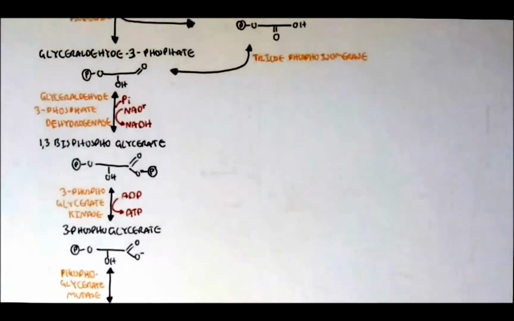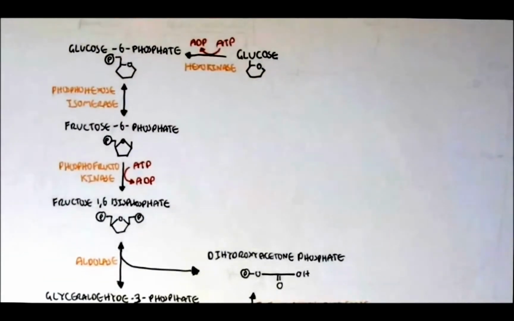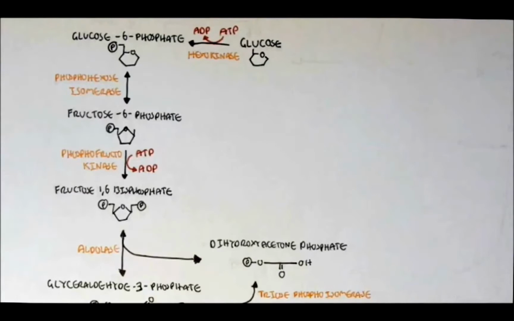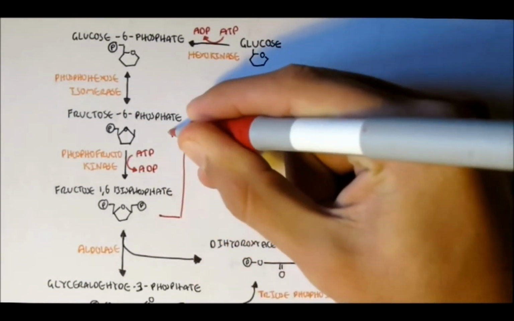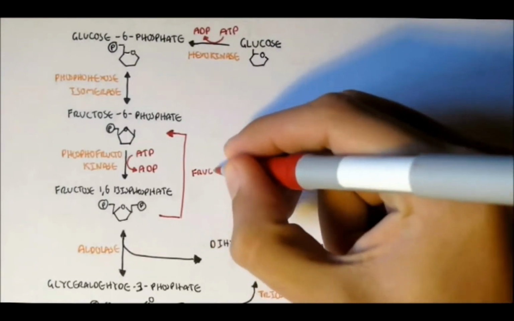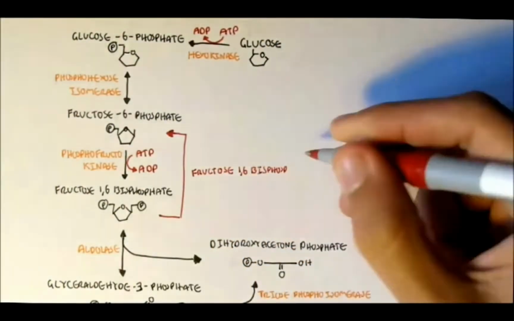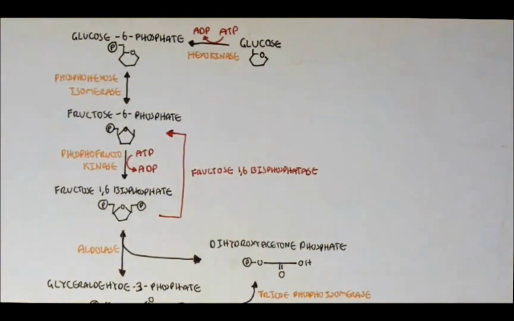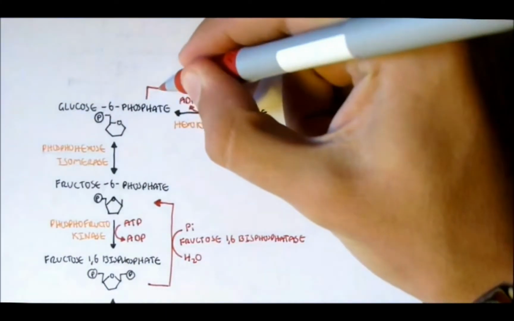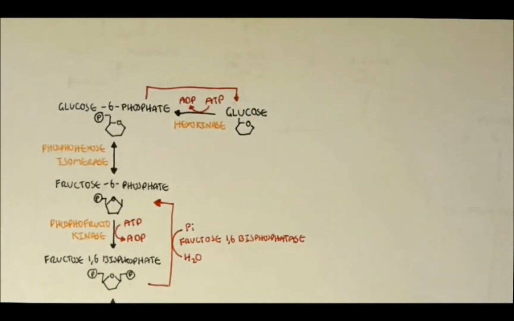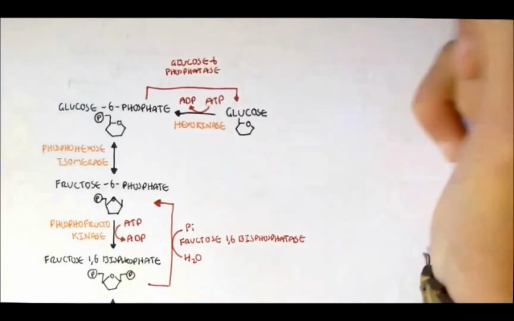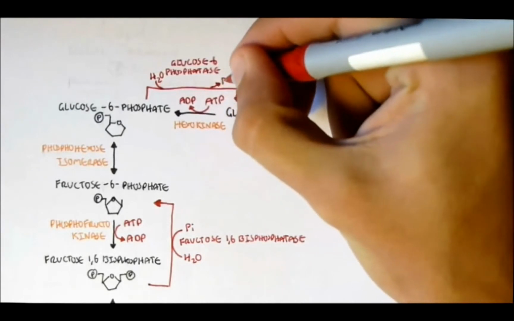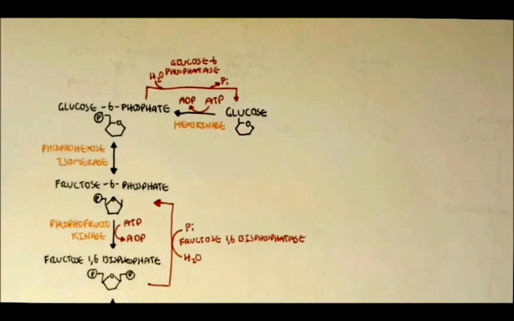The next reaction, which is irreversible in glycolysis, is from fructose 1,6-bisphosphate to fructose 6-phosphate. And this reaction requires fructose 1,6-bisphosphatase, which hydrolyzes fructose 1,6-bisphosphate, releasing the phosphate. So here we will have water coming in and releasing the phosphate group to form fructose 6-phosphate. And the last reaction that cannot be reversed in glycolysis is from glucose 6-phosphate to glucose. The enzyme used to reverse this reaction is glucose 6-phosphatase. And it also is a hydrolysis reaction, so water comes in releasing the phosphate group.